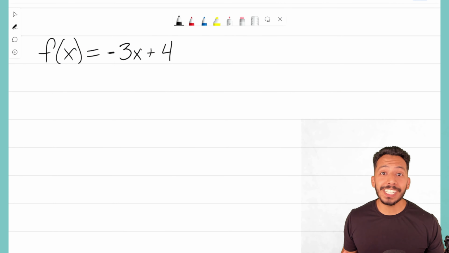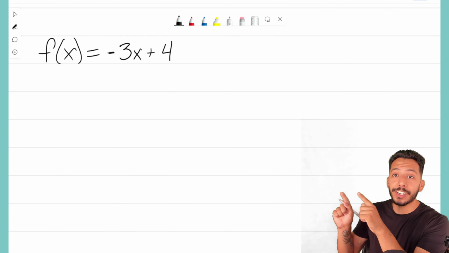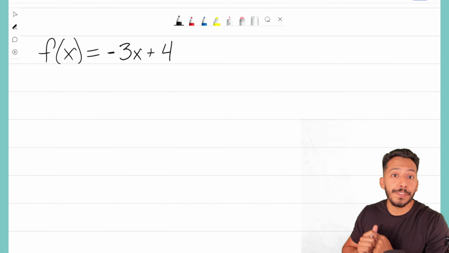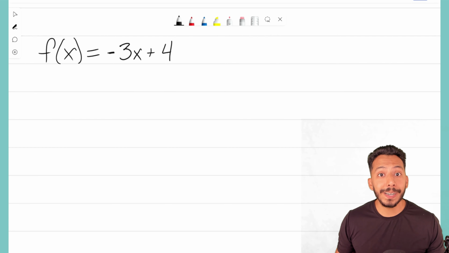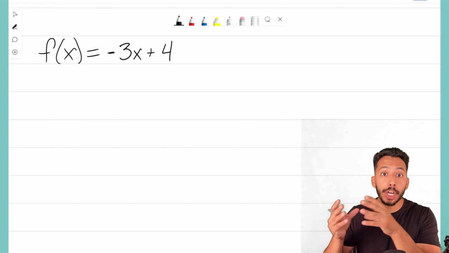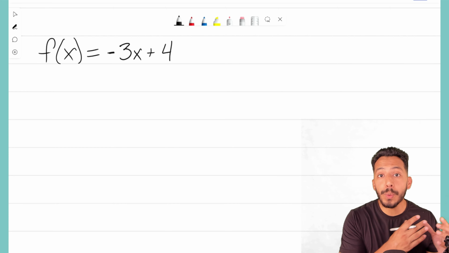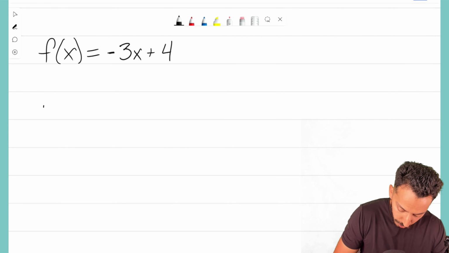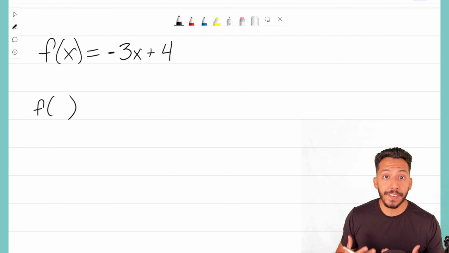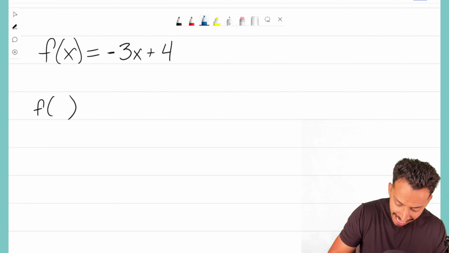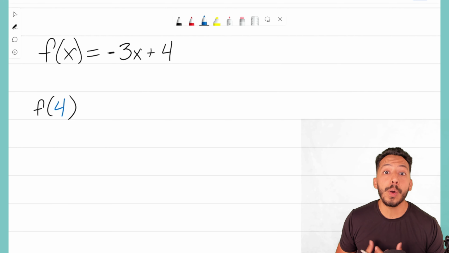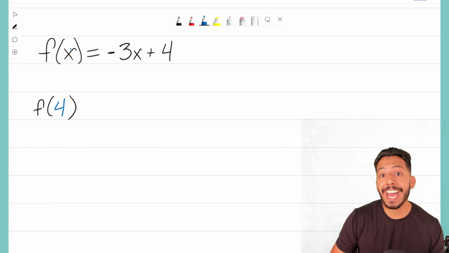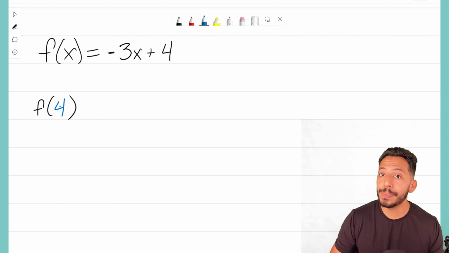So let's jump right into this video with this function right here, f of x equals negative 3x plus 4. We're going to be given an input, it's going to go through the function, and we want to see what the output's going to be. So let's give ourselves an input. We'll still use the f for f of x, where that's our function, it's called f. And let's say that our input is now 4. So notice that the x there is changing to be a 4.